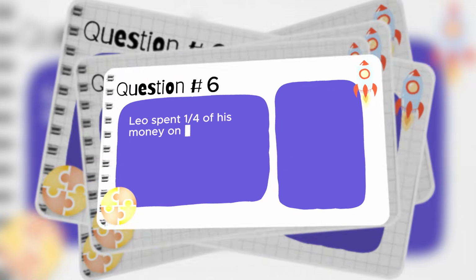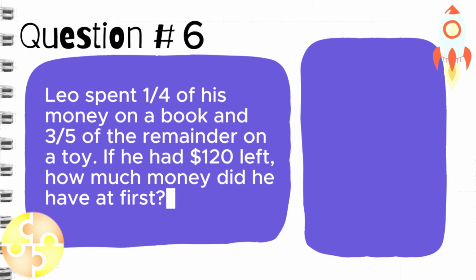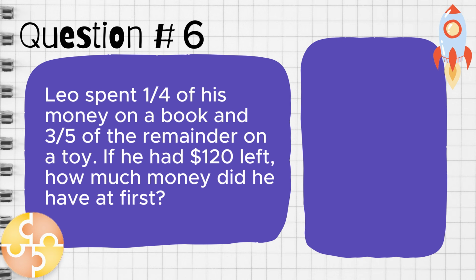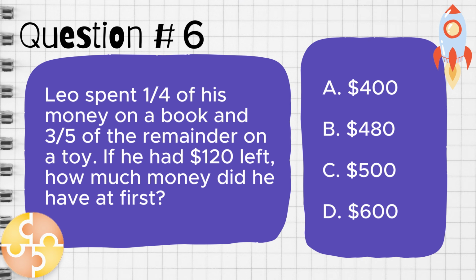Question number 6. Leo spent 1/4 of his money on a book and 3/5 of the remainder on a toy. If he had $120 left, how much money did he have at first? A. $400. B. $480. C. $500. D. $600.